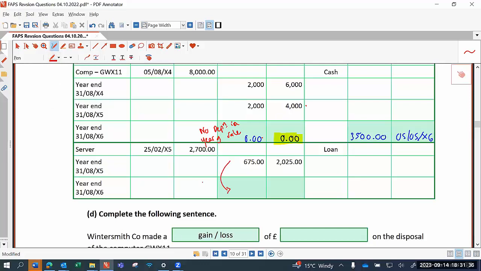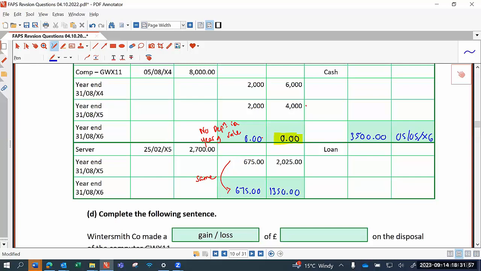Straight line depreciation means the same amount of depreciation each year. So you could have just looked at last year and said, oh, it's straight line, so it's the same. And that would have saved us a little bit of time. But because it's a revision session, I thought, let me show you how to calculate it, just in case you need to calculate it in future.